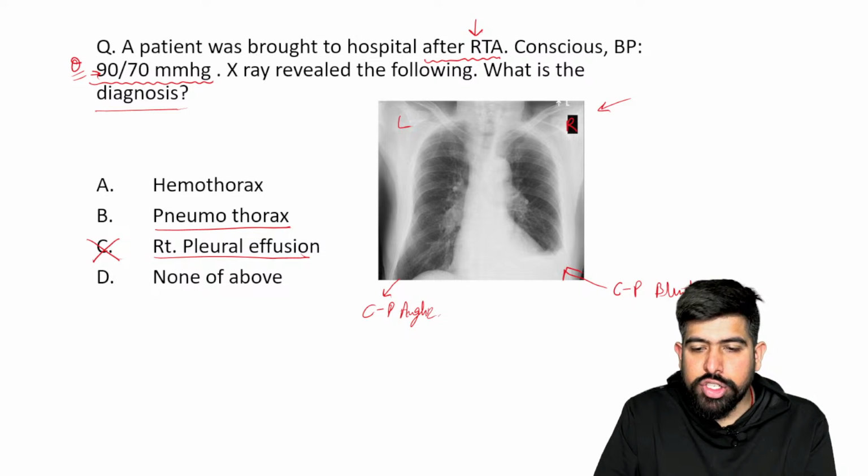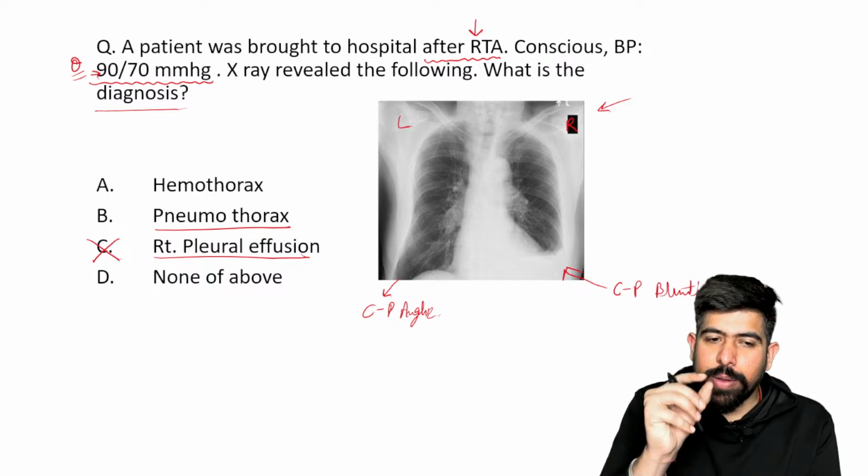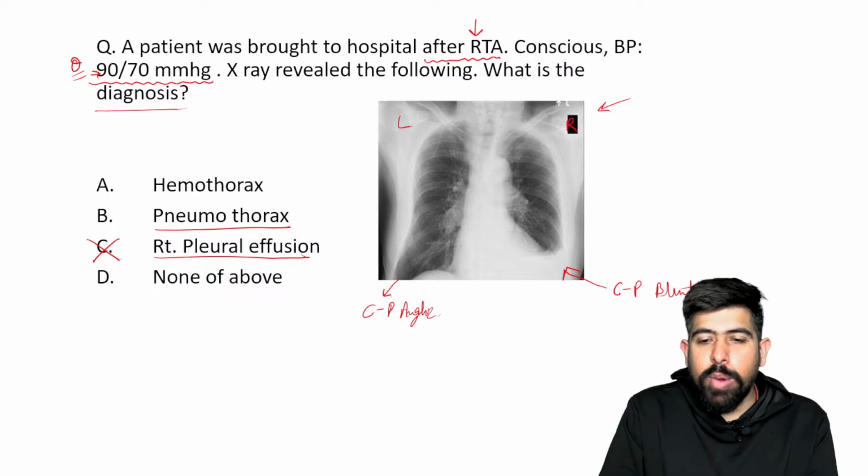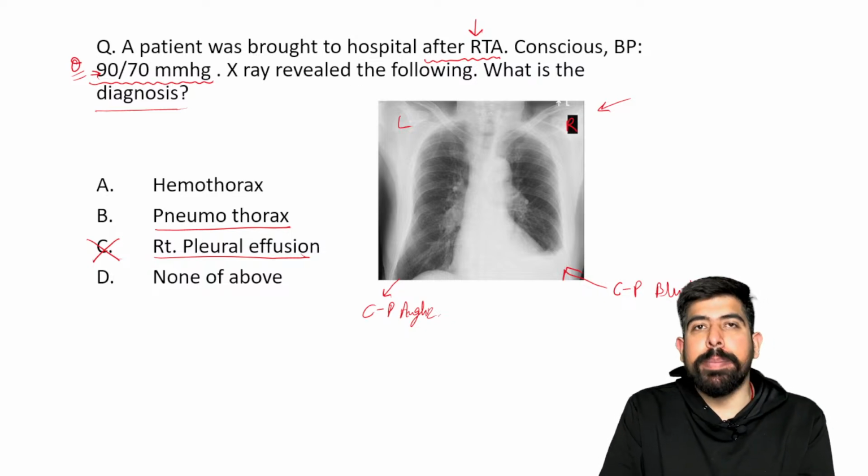Yes, jet black lung fields should be seen in pneumothorax. Okay, and they are giving you just these keywords in the MCQ, and you are not reading the question. So I request you, please remember this.